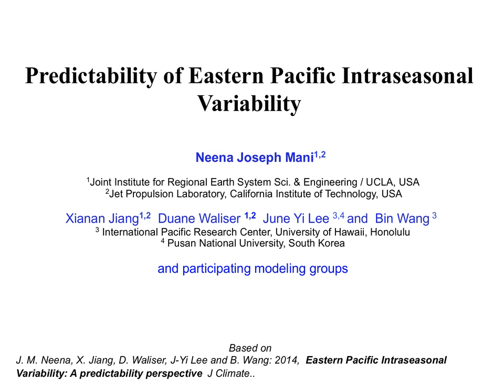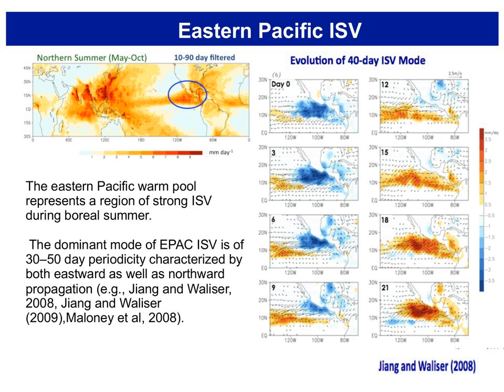So the Eastern Pacific warm pool, what we show here, is a region of strong intraseasonal variability during boreal summer. And outside the Indo-Pacific warm pool, it is a region where there is the strongest influence of MJO on the precipitation variability. And the dominant mode of Eastern Pacific variability has got a periodicity of 30 to 50 days, or what we call the 40-day mode.